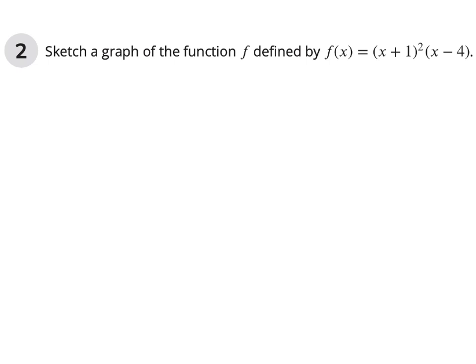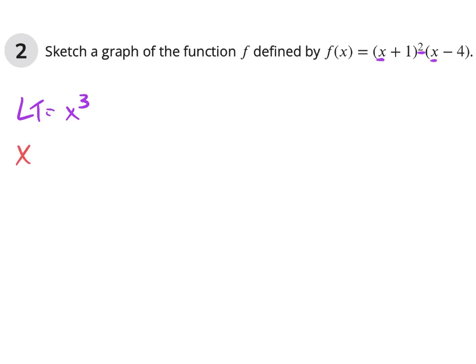Okay, now let's take a look at problem 2. Now, we have a square term here. So what that tells us is that we have x squared times x. Our leading term is going to be x cubed because of the square. So this tells us that the graph is going to double back on itself.